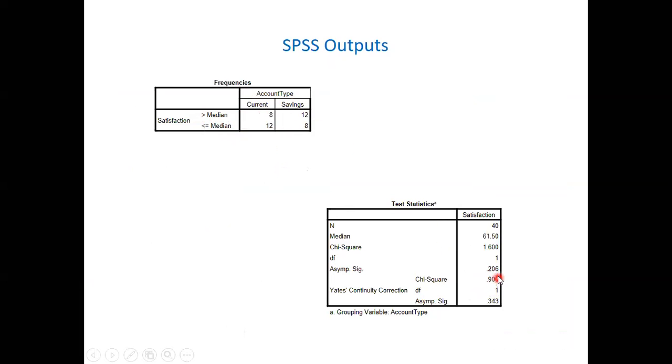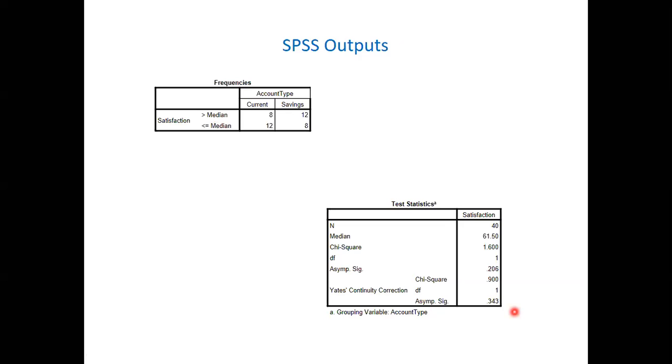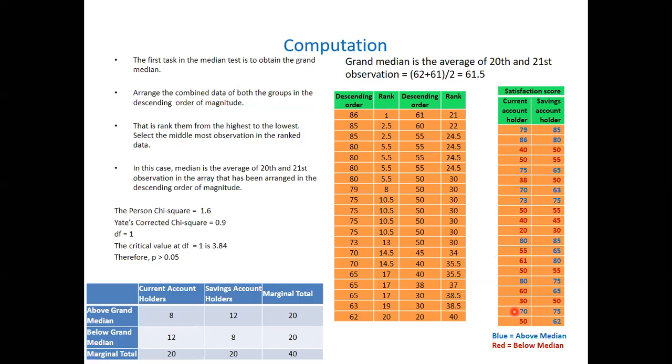So look at the chi-square. This is the Pearson chi-square, 1.6. And look at the Yates-corrected chi-square, 0.9. Of course, the degree of freedom is 1. The critical value for chi-square at degree of freedom 1 is 3.84. So the value is not statistically significant. So there's no difference in the level of satisfaction between the current account holders and savings account holders. That's just a summary of it.